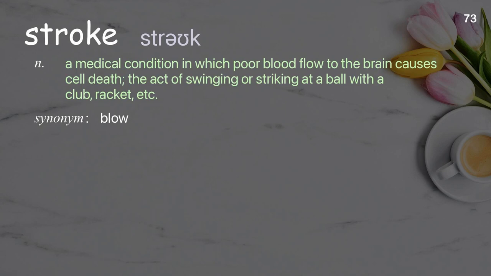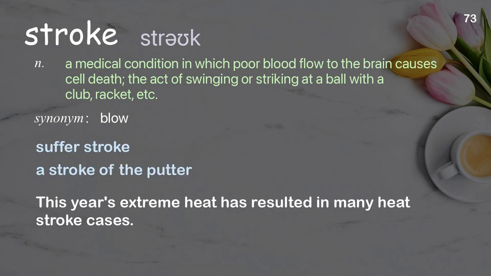Stroke: a medical condition in which poor blood flow to the brain causes cell death, the act of swinging or striking at a ball with a club, racket, etc. Examples: suffer stroke, a stroke of the putter. This year's extreme heat has resulted in many heat stroke cases.